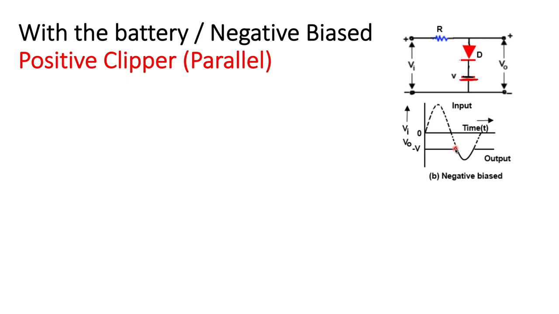But what if the anode voltage of the diode is less than minus V, say minus 10? In that case, the diode won't conduct. If it won't conduct, it is an open circuit, so current will not flow through this path. Here we have only the input resistor and the output voltage. So the output voltage will be the same as the input voltage, if and only if the input voltage is less than minus V. Please remember. So this will be the waveform here. We can see that it is clipped on the positive side and on some portions of the negative side. Please remember that also.